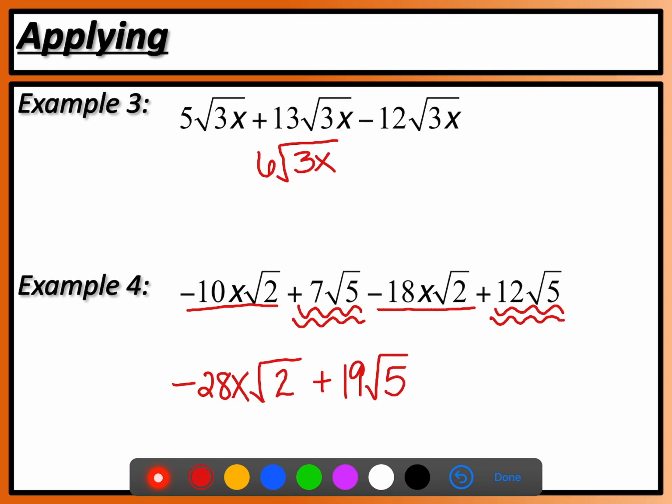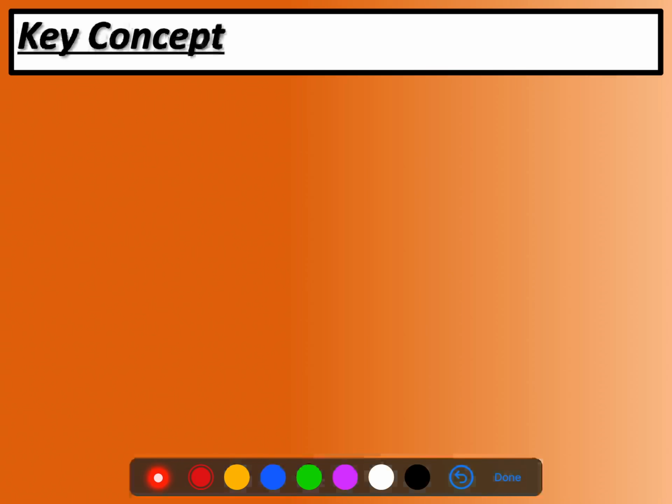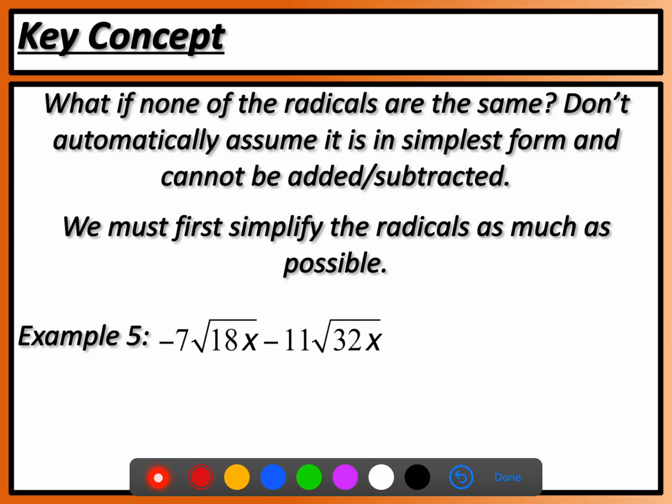Okay, so the idea and the process here is really very simple. The only issue becomes, well, what happens if my radicals aren't automatically the same from the start? Sometimes you have to first simplify, like we were doing in the last lesson. We have to break it down before we can possibly add or subtract, because we can't necessarily tell here from 18 and 32.